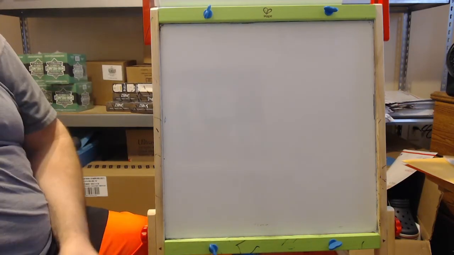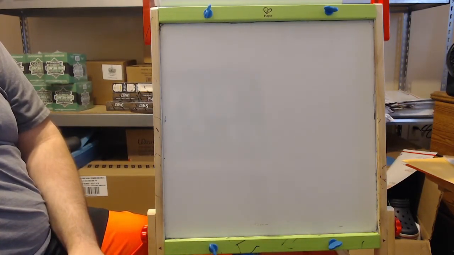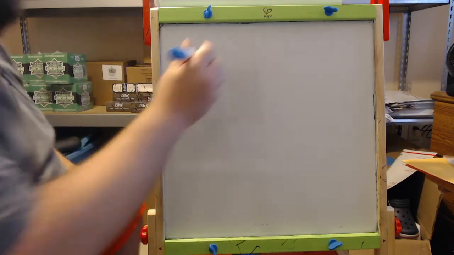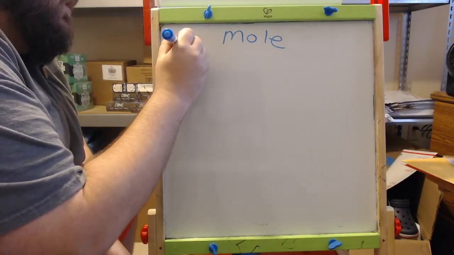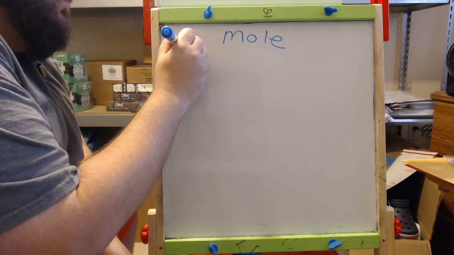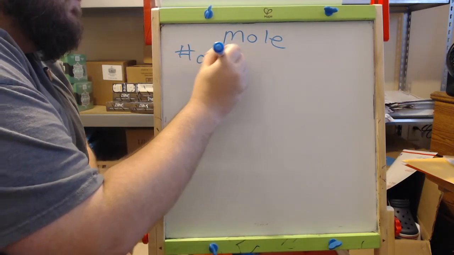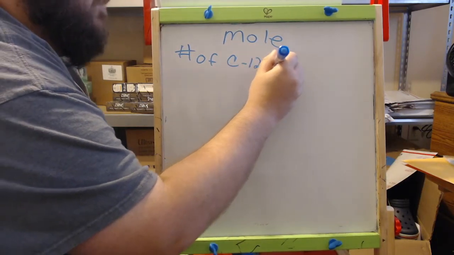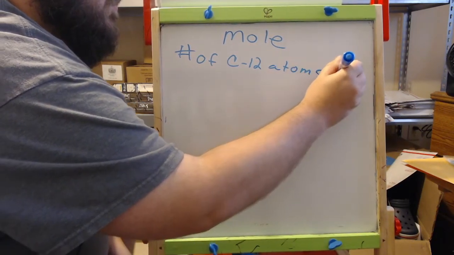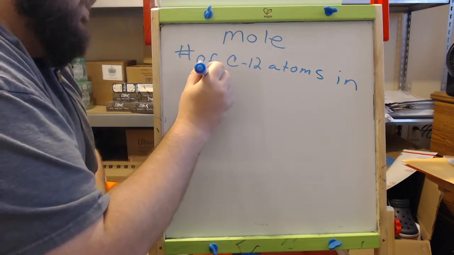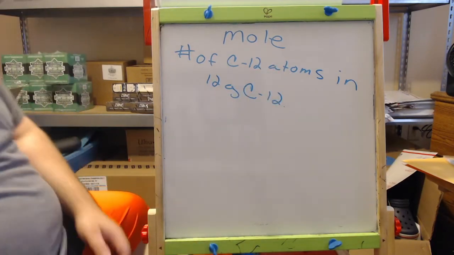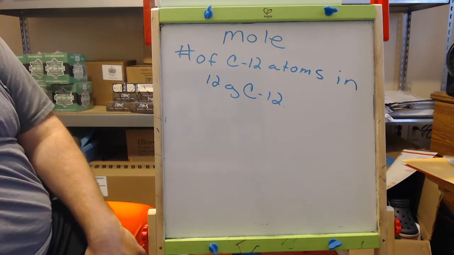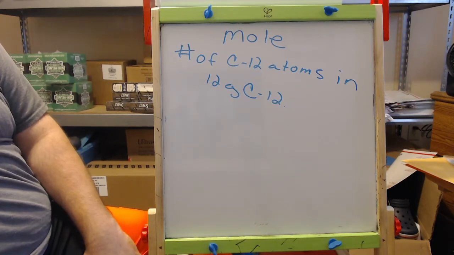But let's talk about another term. We're going to talk about a term now that deals with the mass of something, and it's known as the mole. And what the mole was basically studying is the number of carbon-12 atoms in 12 grams of carbon-12. Okay. That's what the mole essentially measured.